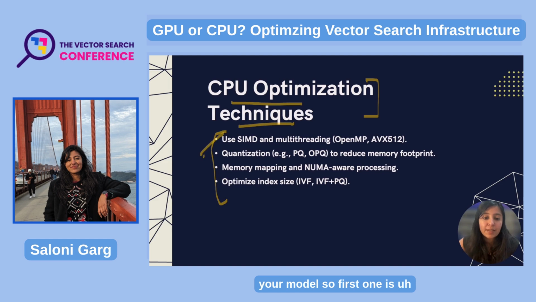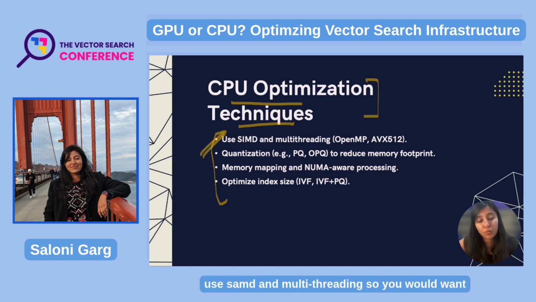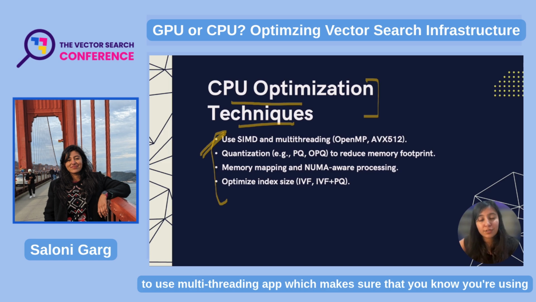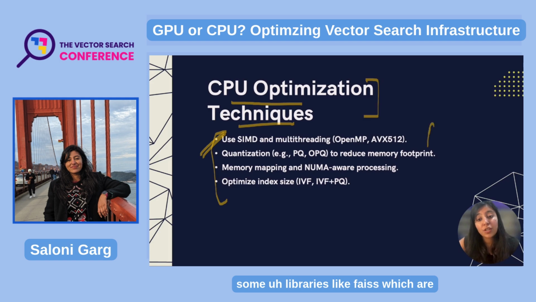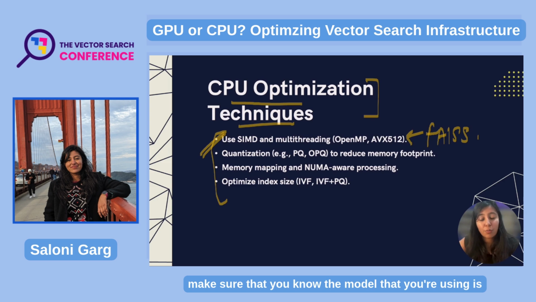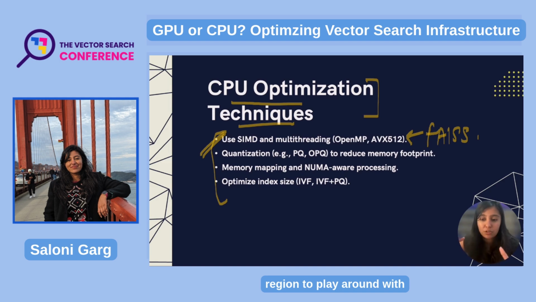The first one is use SIMD and multi-threading. You would want to use multi-threading, which makes sure that you're using all the cores as much as possible. There are some libraries like FAISS which are designed with a strategy to exploit intrinsic-based distance kernels. So make sure that the model you're using is used to the fullest. Basically, if it is optimized for multi-threading, then make the best use of that, because on CPU we do not have a lot of leeway to play around with inference. We have a very narrow region to play around with.